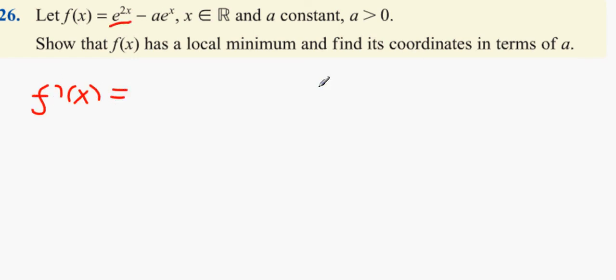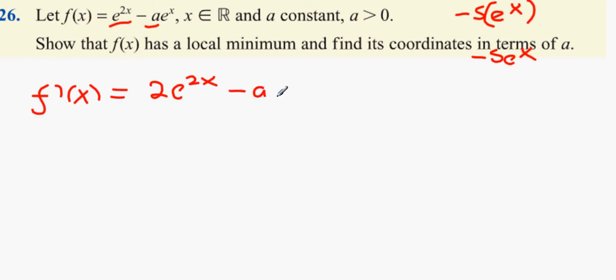Okay, so what we're going to do is find the first and second derivative straight from the get-go. So this one here is going to be 2e to the 2x, like it was earlier. This a is a constant, and e to the x when differentiated stays the same, so it's going to end up being minus a e to the x. Okay? Because e to the x is its own derivative.